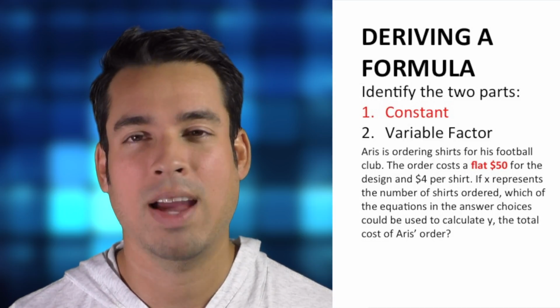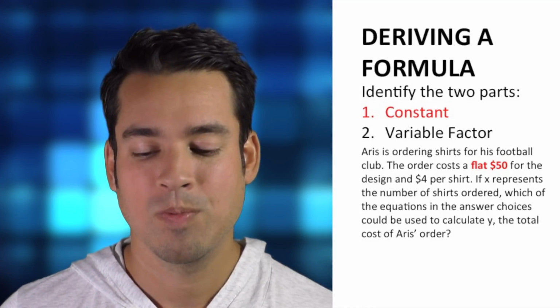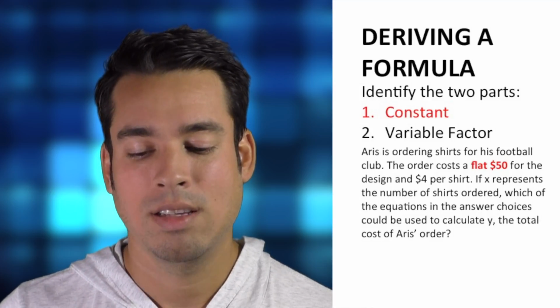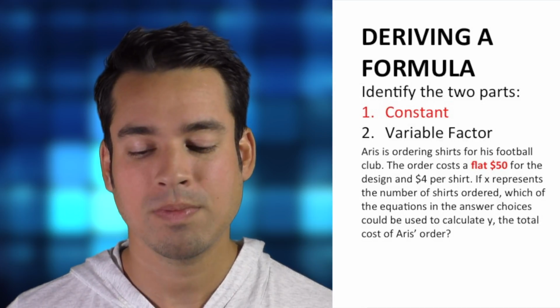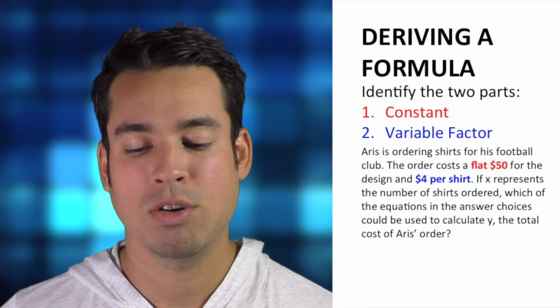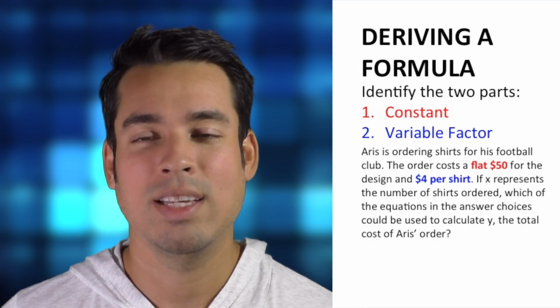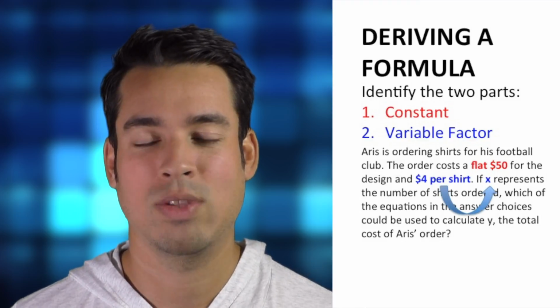Now what is the variable factor? That is the amount that is going to change based on a variable. And here we nicely have X given as the variable representing the number of shirts. That can change. And we know that the cost is going to be $4 per shirt. So that right there is our variable factor, and it's of course related directly to that X.